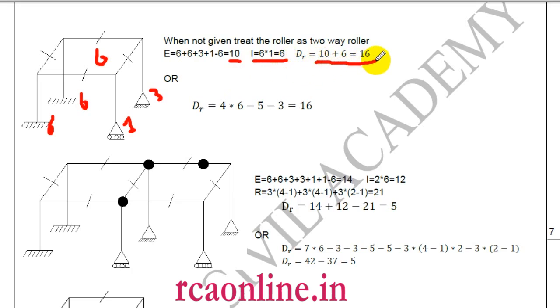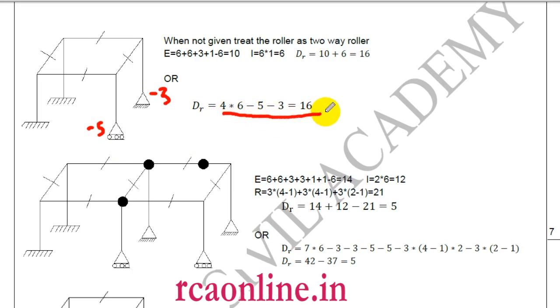So what is my total indeterminacy? 10 plus 6, 16. Now if you try to solve it by tree method, then you have to make 4 cuts. So 4 cuts will give you 24. Now here you have minus 5 and here you will have minus 3. To make it fixed, you need additional 3, and here you need additional 5. So how much will you get? 16. Same for here, you can practice it.